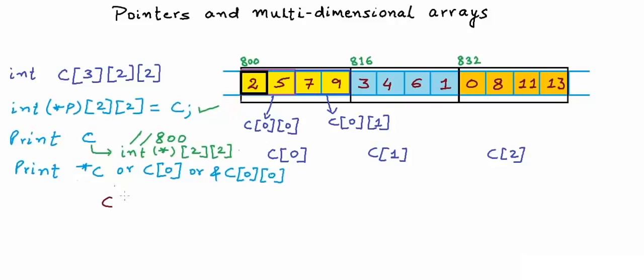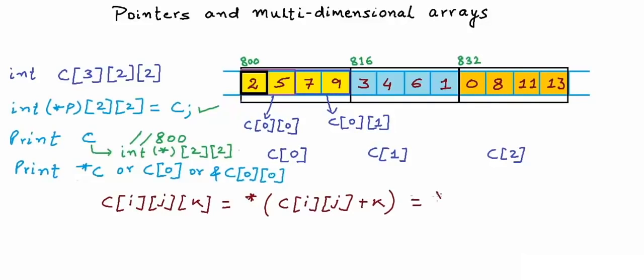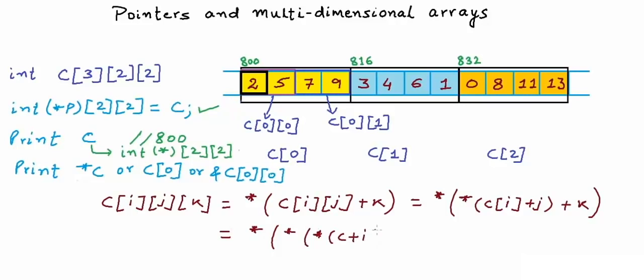Okay, for C, Cij, where I, J and K are some indices, can be written as asterisk of Cij plus K. And now once again we can write Cij as asterisk of Ci plus J, and the overall expression will look something like this. And we can go ahead and write Ci as asterisk of C plus I. If you are able to understand how I have derived these expressions, if you are able to understand all the pointer arithmetic and dereferencing in these expressions, then you are good working with multidimensional arrays using pointers.